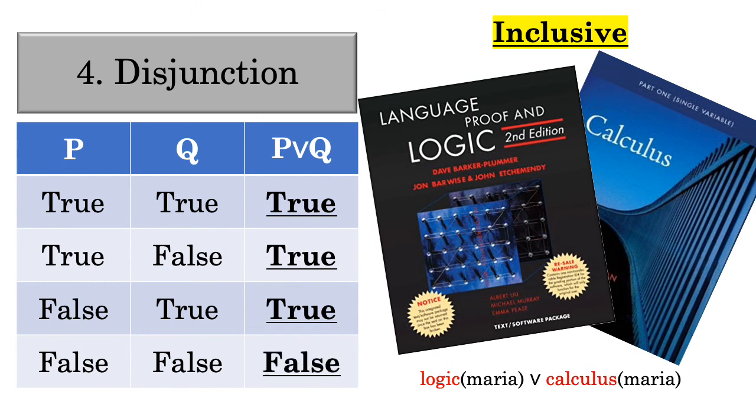Finally, let's consider the last row. Here, both P and Q are false. For instance, Maria doesn't take logic and she doesn't take calculus, disappointing both her philosophy professor and her math professor. Note that this is the only situation in which this whole statement, P or Q, is false. In fact, what we say in this case is Maria neither takes logic nor takes calculus.